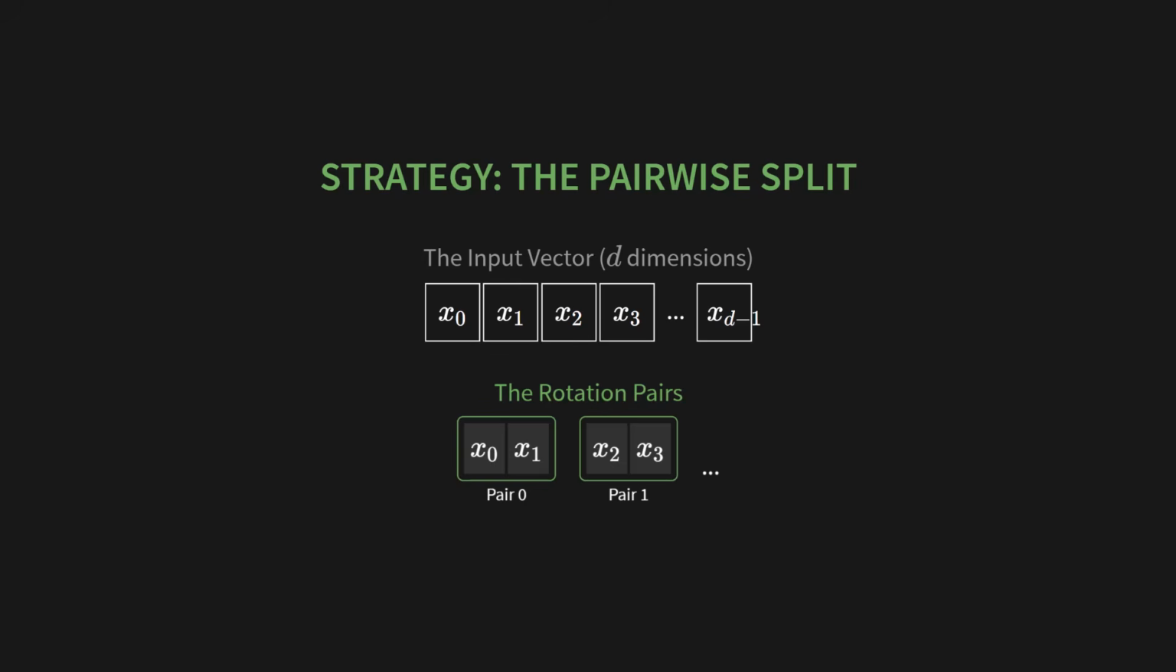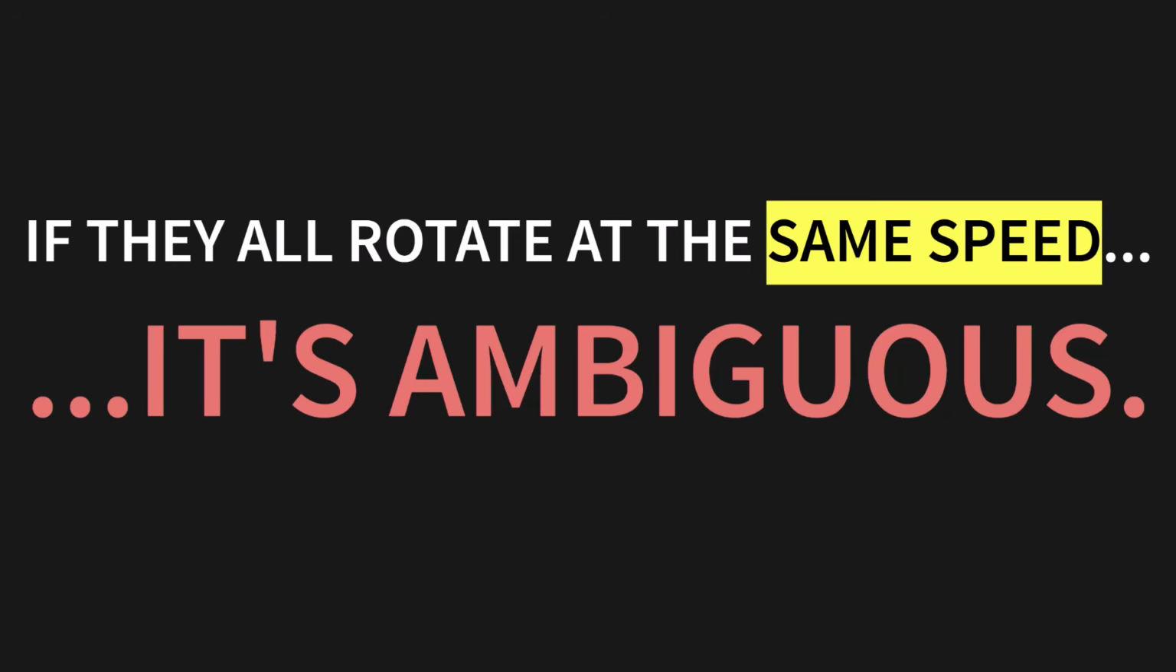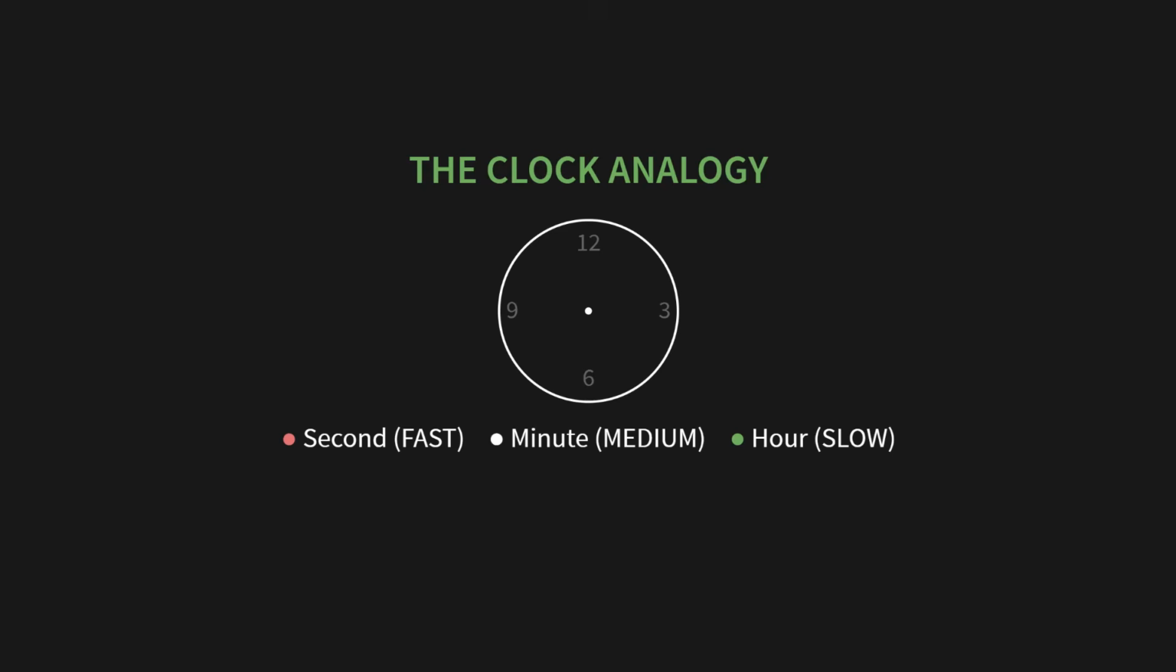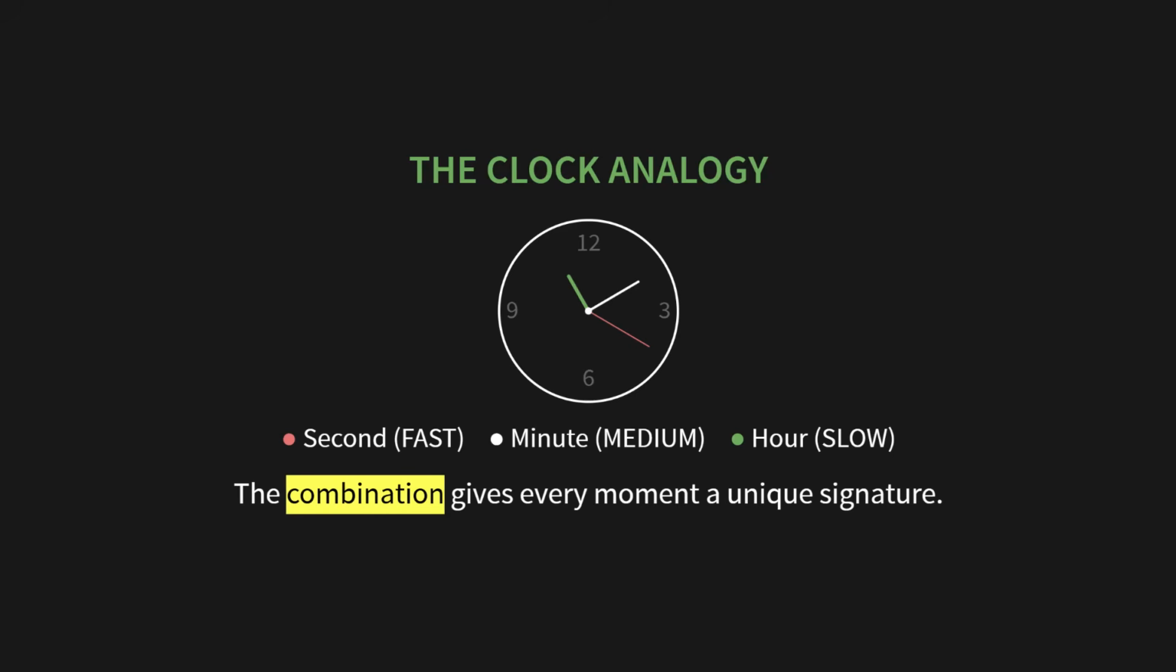But here's the catch. If they all rotate at the same speed, it's completely ambiguous. It doesn't tell us anything useful. We need a way to make each pair's rotation unique. And the inspiration for this is a simple analog clock. A clock has a fast second hand, a medium minute hand, and a slow hour hand. They all rotate, but at different speeds. Why is this important? Because it's the combination of those different speeds that gives every single moment a unique signature. You need all 3 to know the precise time.